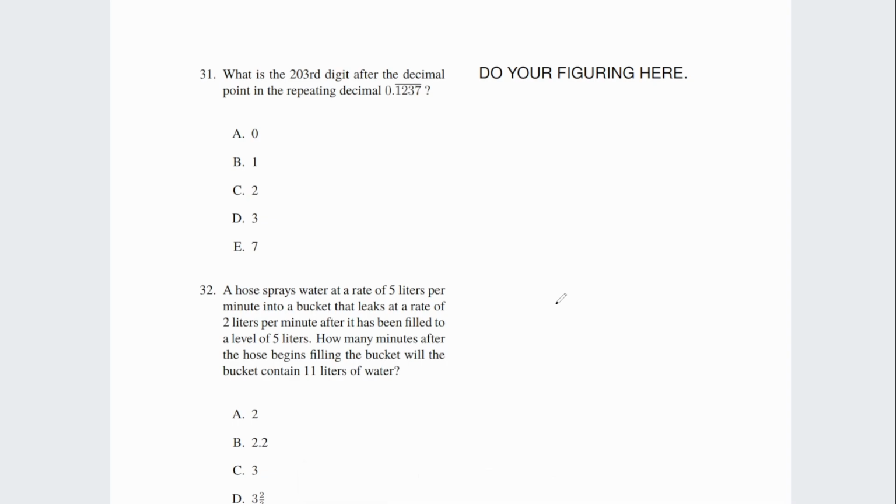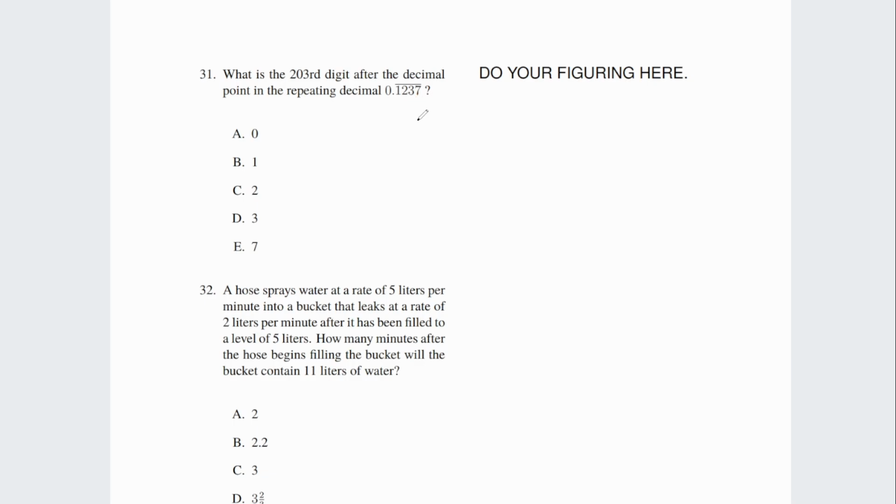What is the 203rd digit after the decimal point in the repeating decimal 0.1237 repeating? Okay. So this is somewhat stressful if you don't know how to do this, but you just need to realize that this is 4 digits that are repeating. So if you think about factors of 4, you can realize that 200 factors into 4 and 50. So after this repeats 50 times, the 7 will be the 200th digit.